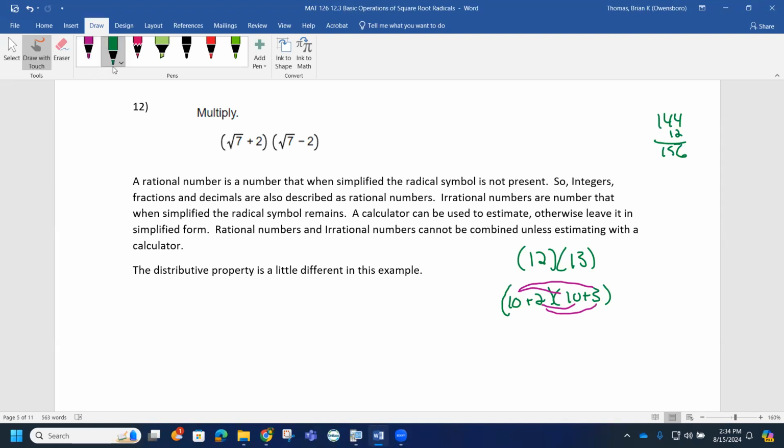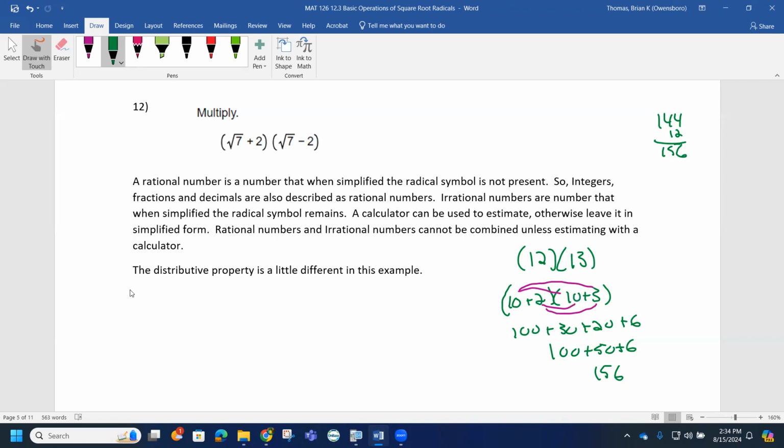So in other words, if I do those four multiplications, 10 times 10 is 100, 10 times 3 is 30, 2 times 10 is 20, and 2 times 3 is 6. Well, that's going to be 100 plus 50 plus 6. So in other words, that'd be 156. So if we have what's called a binomial times a binomial, we actually have the distributive property in this problem. So that's another way to do this problem.